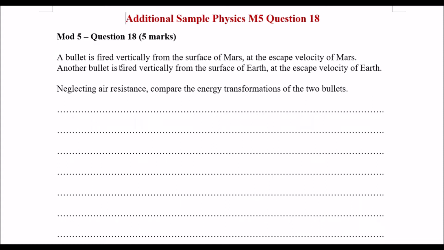A bullet is fired vertically from the surface of Mars at the escape velocity of Mars. Okay, so that's satellite 1. And then we have another bullet which is fired vertically from the surface of Earth at the escape velocity of Earth. So we call that satellite number 2. Neglecting air resistance, compare the energy transformations of the two bullets.